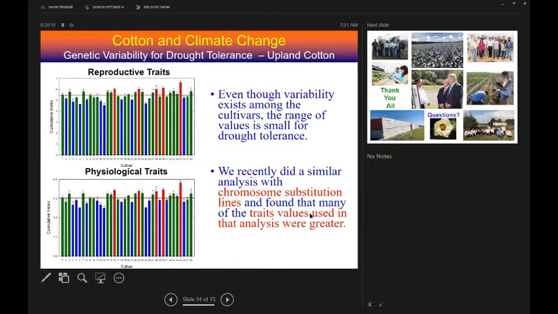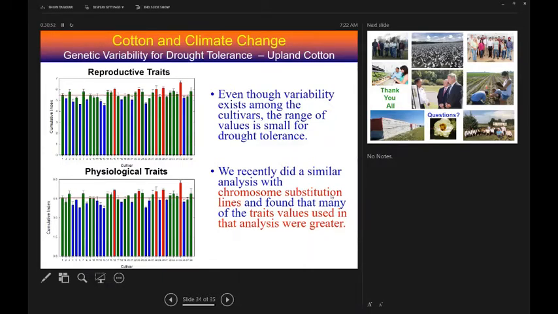We classified them again for drought. Very few of them are in the drought tolerant category. That is very important. You can see that very few lines are there, and the variability is also very small, in either physiological or reproductive terms. We also found a similar thing in the chromosome substitution lines to a certain extent. The trait values found in those were slightly greater than what we observed in the regular varieties here.